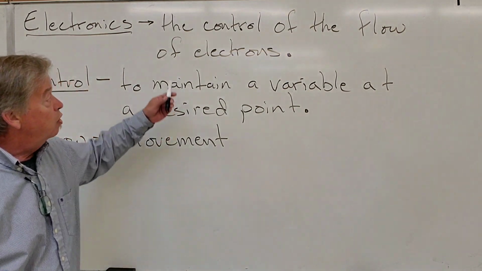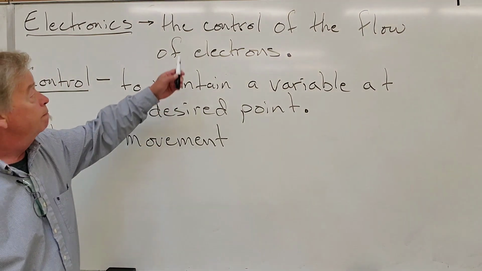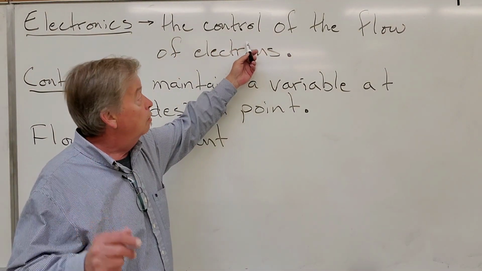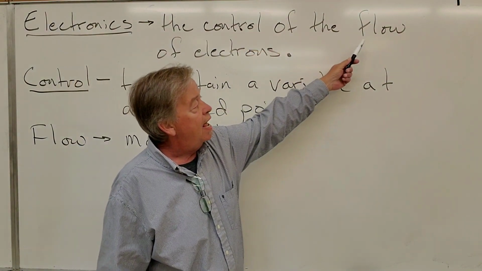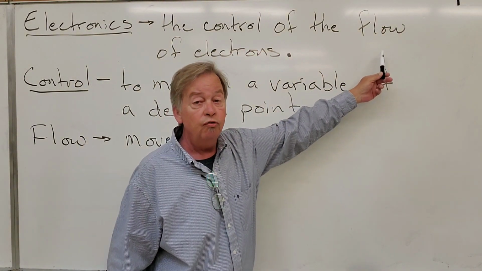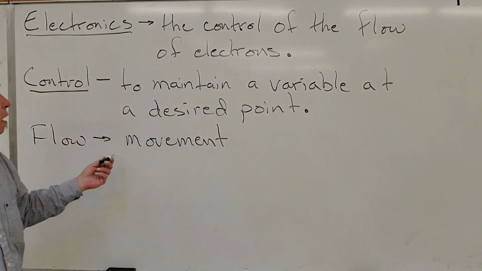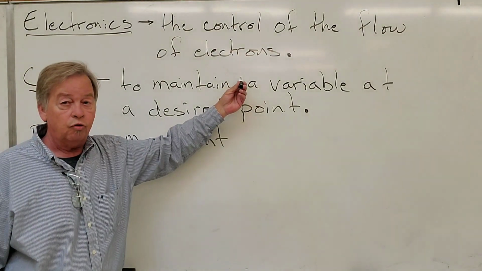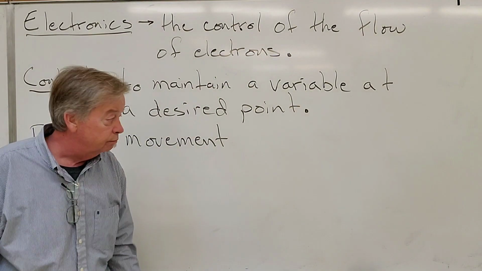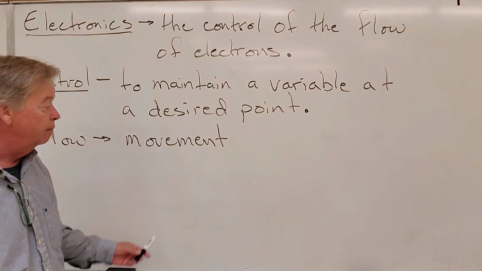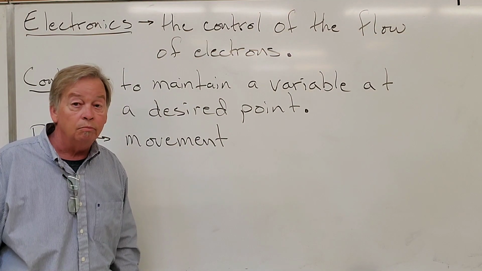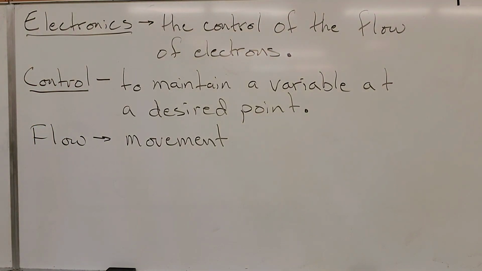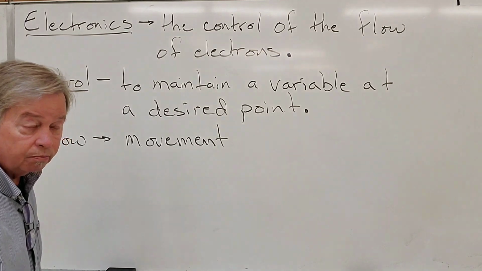So if we go back up here and look at electronics, we're trying to maintain a variable. That variable is actually the flow or a movement of the electron. So controlling the flow of electrons is what we're going to be learning. Controlling, we're going to keep it at a desired point. And what is it? It's the movement. So that being said, go ahead, copy this down. Remember, don't forget the pause button because I'm going to erase it.